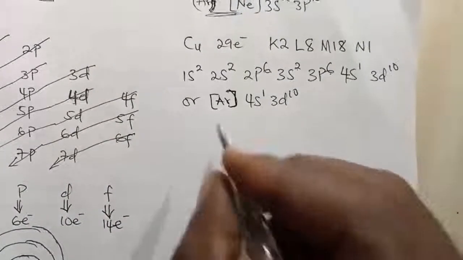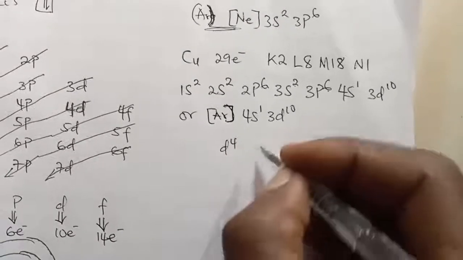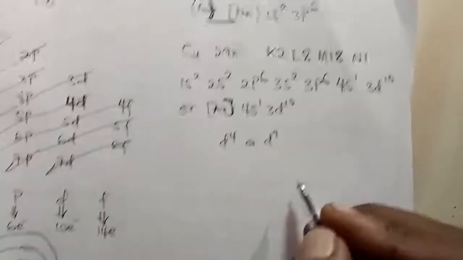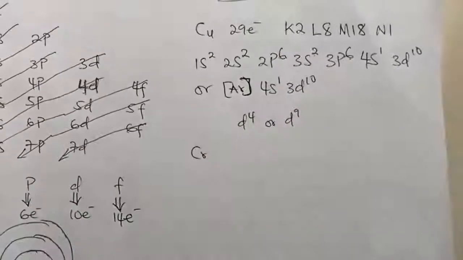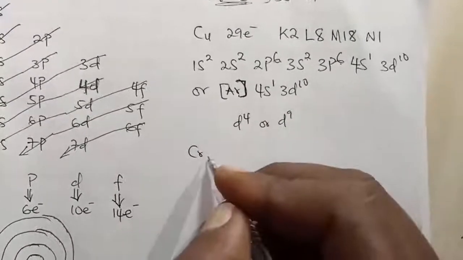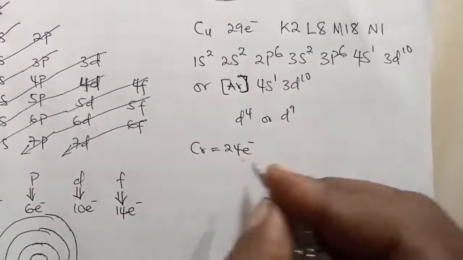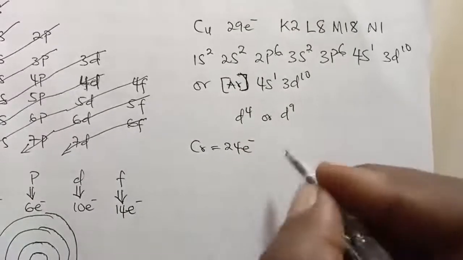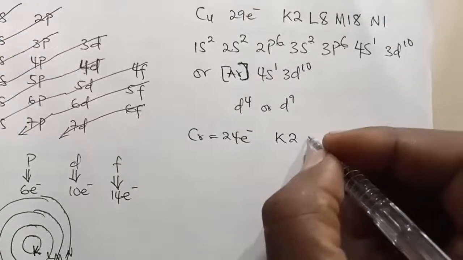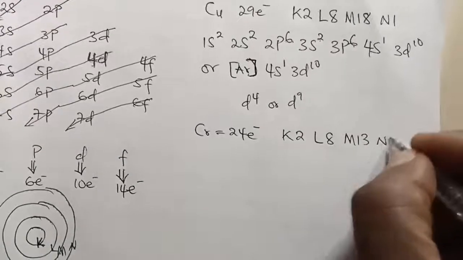Also, there's something we need to note. We need to note that there is nothing like d4 or d9. It does not exist. That is why chromium is written differently. Chromium has 24 electrons, that means 24 protons as well, and then 28 neutrons. Now, in terms of shells, K takes 2, L takes 8, and M takes 13, then N takes 1.